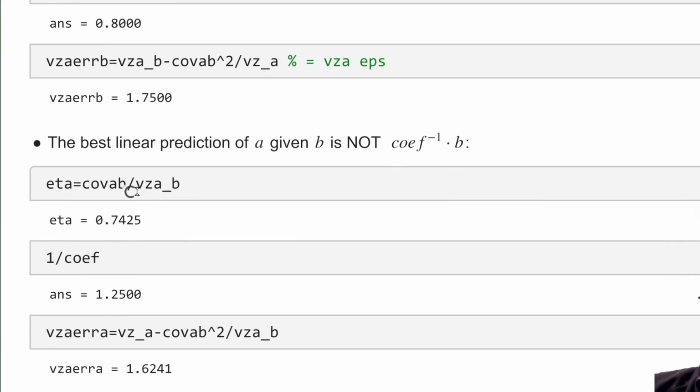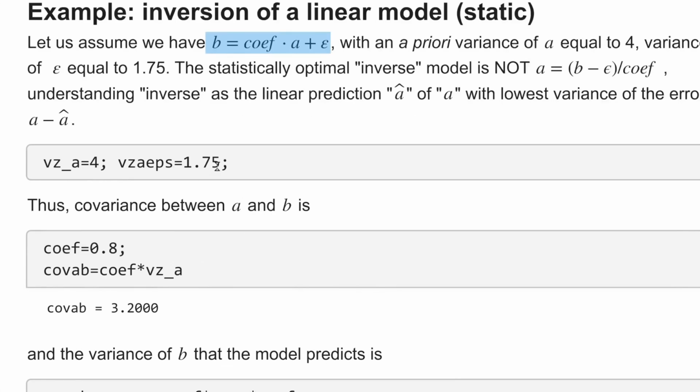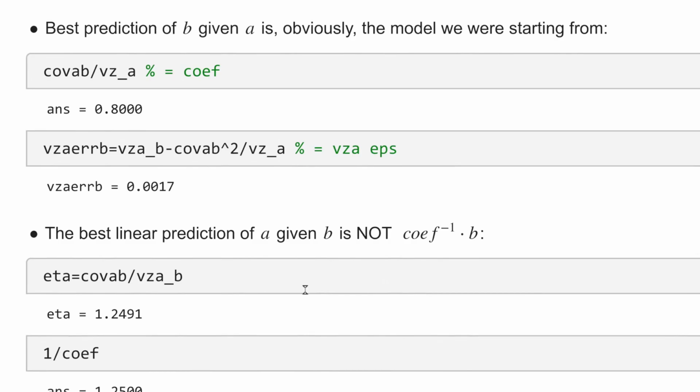The residual variance of this optimal prediction model is 1.6. So what's happening here? Well, if my signal to noise ratio were very good and there was very little noise, for instance, let me make the noise variance 1000 times lower, then if I execute this, the inverse model predicting A is 1.249. So when I have an infinitely precise signal to noise ratio, then the statistical inverse coincides with the algebraic inverse.